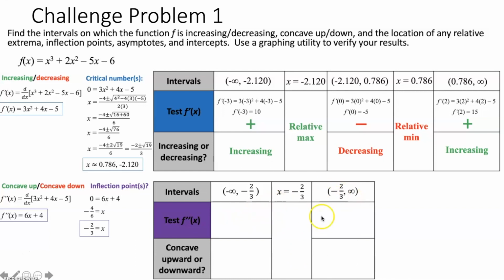Now we're going to pick test x values on these given intervals to plug into our second derivative and then determine if we get a positive or negative number out. If we get a positive number, we know it's concave up. If we get a negative number, we know it's concave down. So what's an x value on this interval that we can plug into our second derivative?